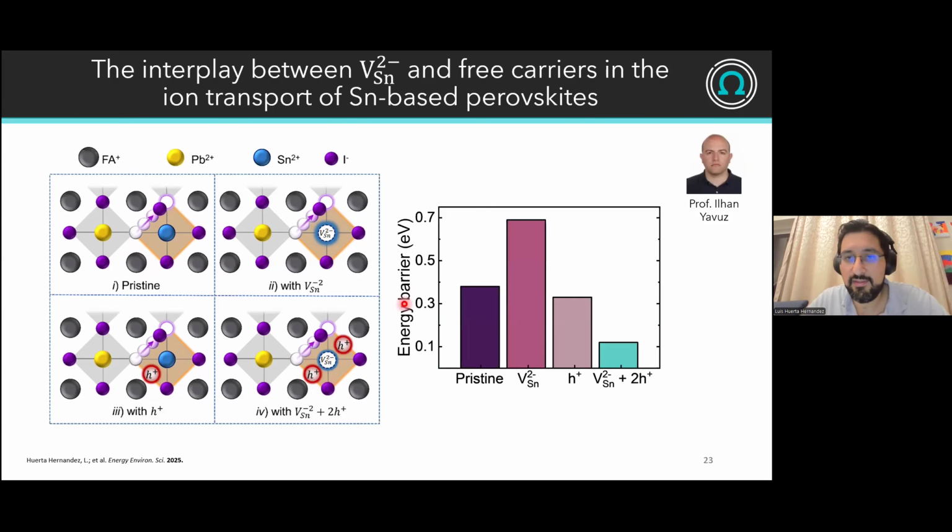And what we found is that, yes, tin vacancy actually only increases the barrier, which is in agreement with what other people have observed. However, when you consider the charges of the holes, you see a drop in the energy barrier for iodide migration. And we propose that a tin vacancy, since this tin is going to be acting like an acceptor state, is going to give a local positive charge around this area. This positive charge can stabilize the movement of the negative charge from the iodide.